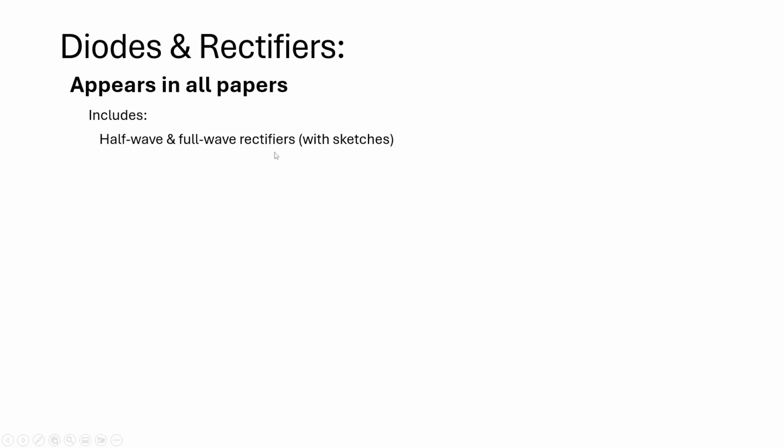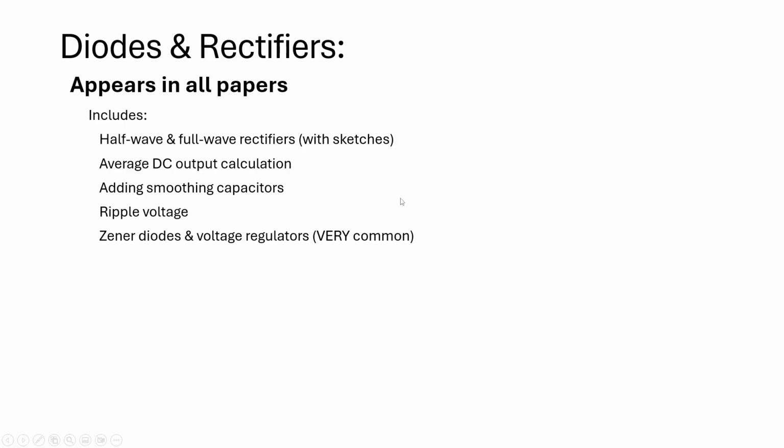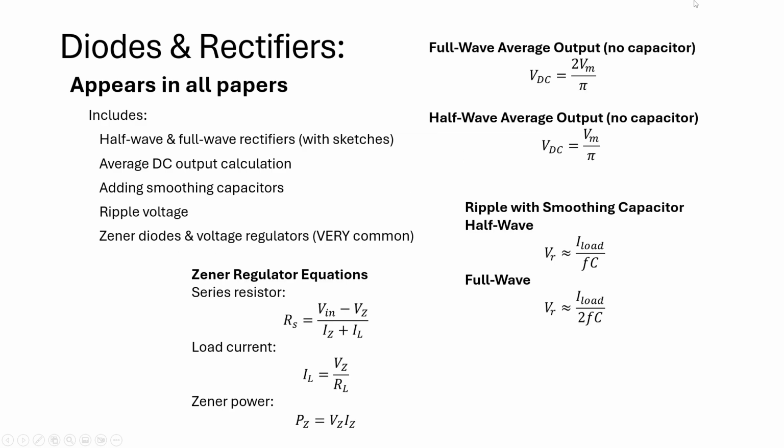It includes half wave and full wave rectifiers, average DC output calculations, adding smoothing capacitors, ripple voltage, and then Zener diodes and voltage regulators, right? Super duper common. These are guaranteed to have one of these questions come up in the exam. Not even funny, right? These are your equations. Just pretty much learn them, lock them in, understand what they do, and that's pretty much it for that one.